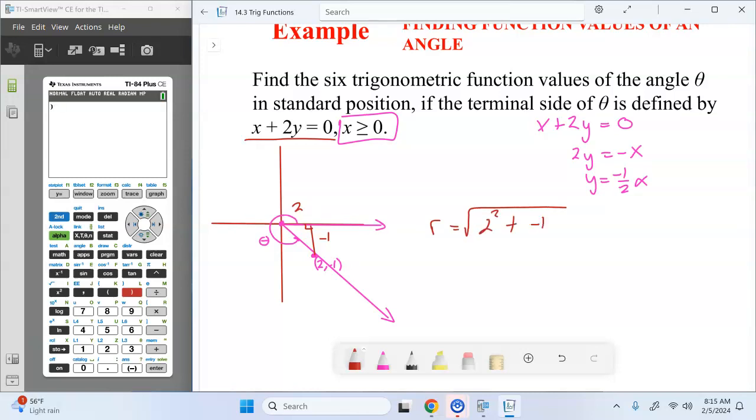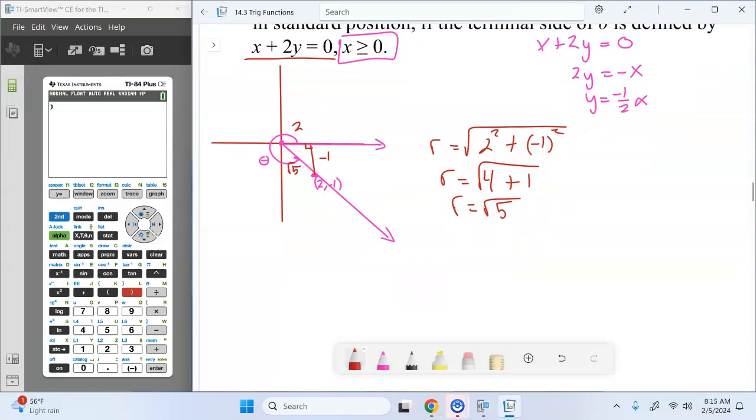2 squared plus negative 1 squared. So our radius is just the square root of 5. Okay? And we're going to leave it as the square root of 5. So, no Pythagorean triples this time. Okay? So our radius is the square root of 5. Now we have all the information we need for our ratios.